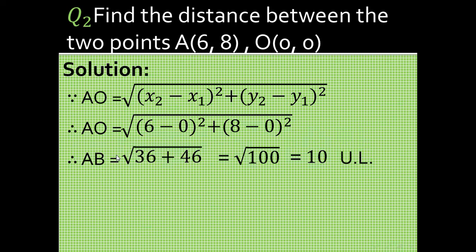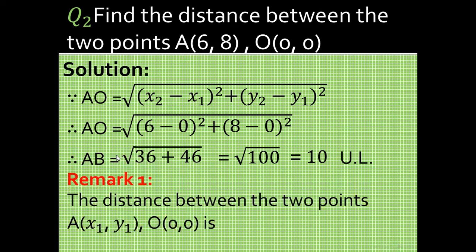But here we have a small remark. If I want to find the distance between a point and the origin point, then we can write the rule as AO equals root of x1 power 2 plus y1 power 2, because the second point is (0, 0). Then we can use the rule in this shape.